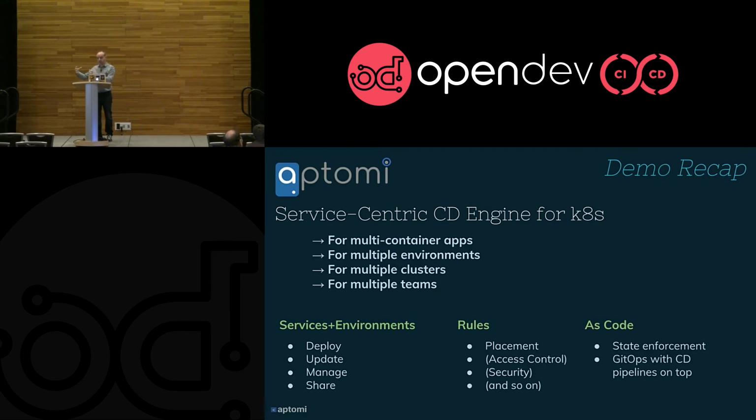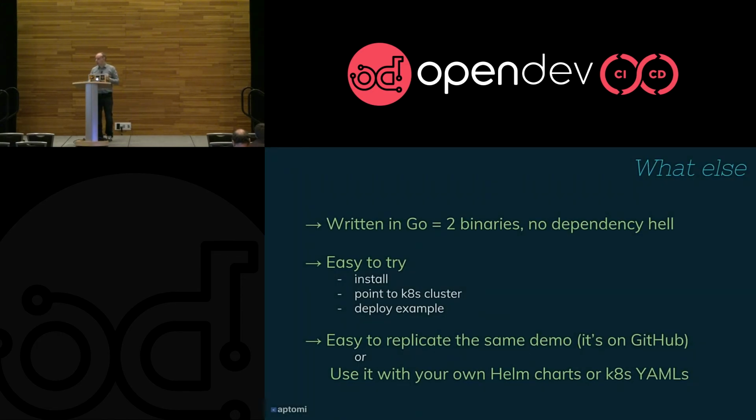The focus is composable services and how to run them in an easy way in your organization. And Aptomi, as I said, it's written in Go. It's two binaries, so there are no complicated installers. There's no dependency hell. It's just two binaries that you can run on Mac or on Linux. You can install it into Kubernetes as well. It's super easy to try.